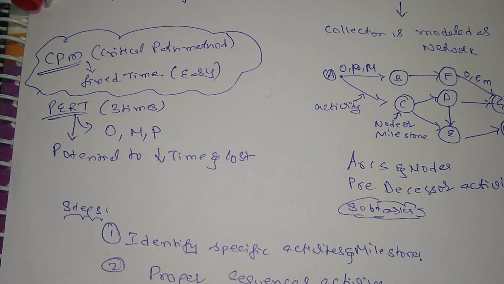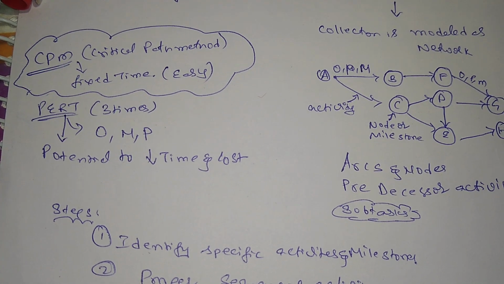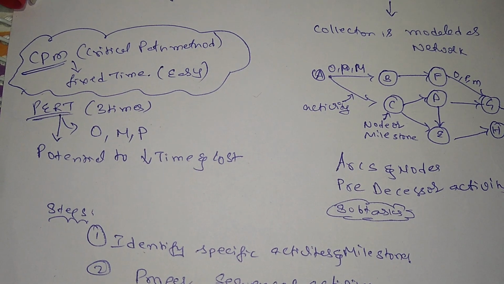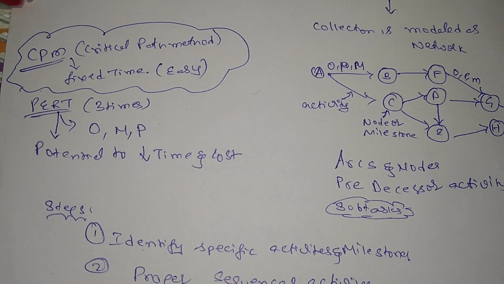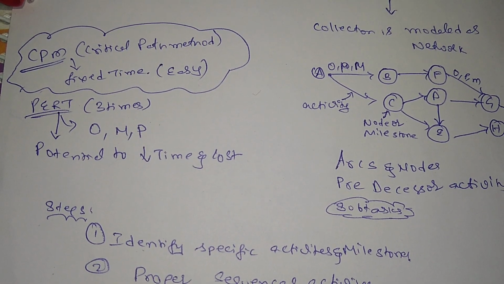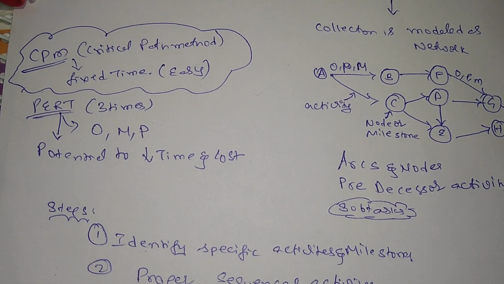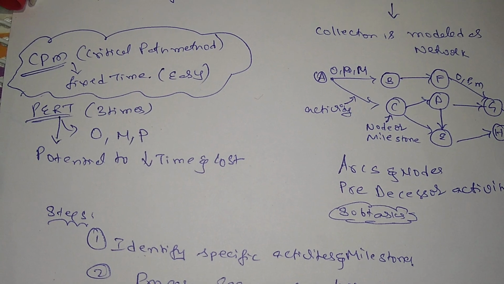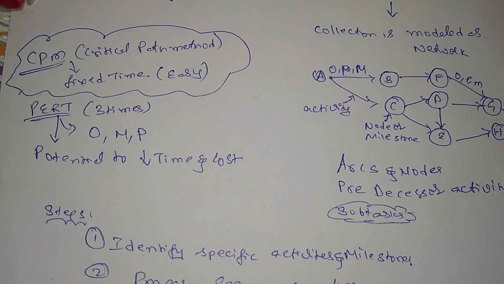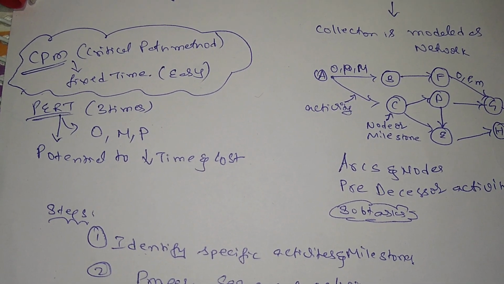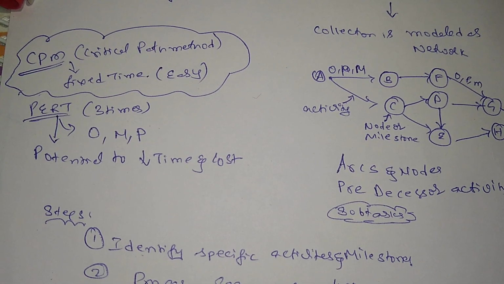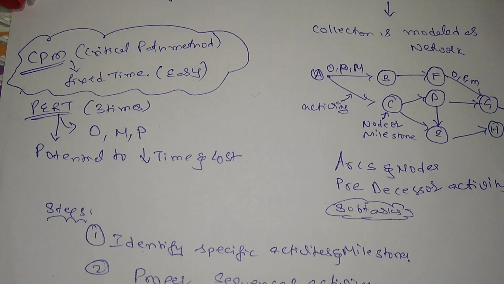The only difference between the PERT and CPM methods is that in CPM we see a fixed time because it is easy, but in PERT we have three times: optimistic time, most probable time, and pessimistic time. So it has a great potential to manage our time or decrease the time of the project, and the cost also can be maintained. But what will happen is, when we are decreasing the time, there may be a decrease in quality, or if you want to maintain the quality, the cost may increase.